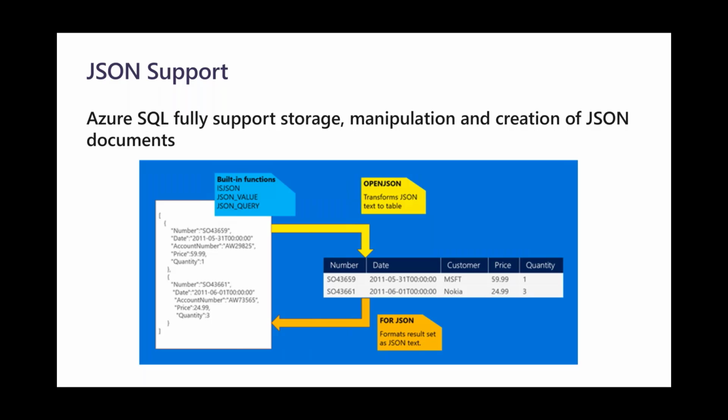Okay, so JSON support. What you're seeing here is that Azure SQL fully supports storing, manipulating, and creating JSON documents, right? This is important because you don't have to use MongoDB or Cosmos DB or anything like that to store JSON; you still have a choice. In this picture, you have two documents. The first one, within the curly braces, has number, date, account number, price, quantity, and so on, and the second one is another like it. So you can think of it as two rows. You can take the whole JSON and flatten it out as two rows and put it in a relational table.